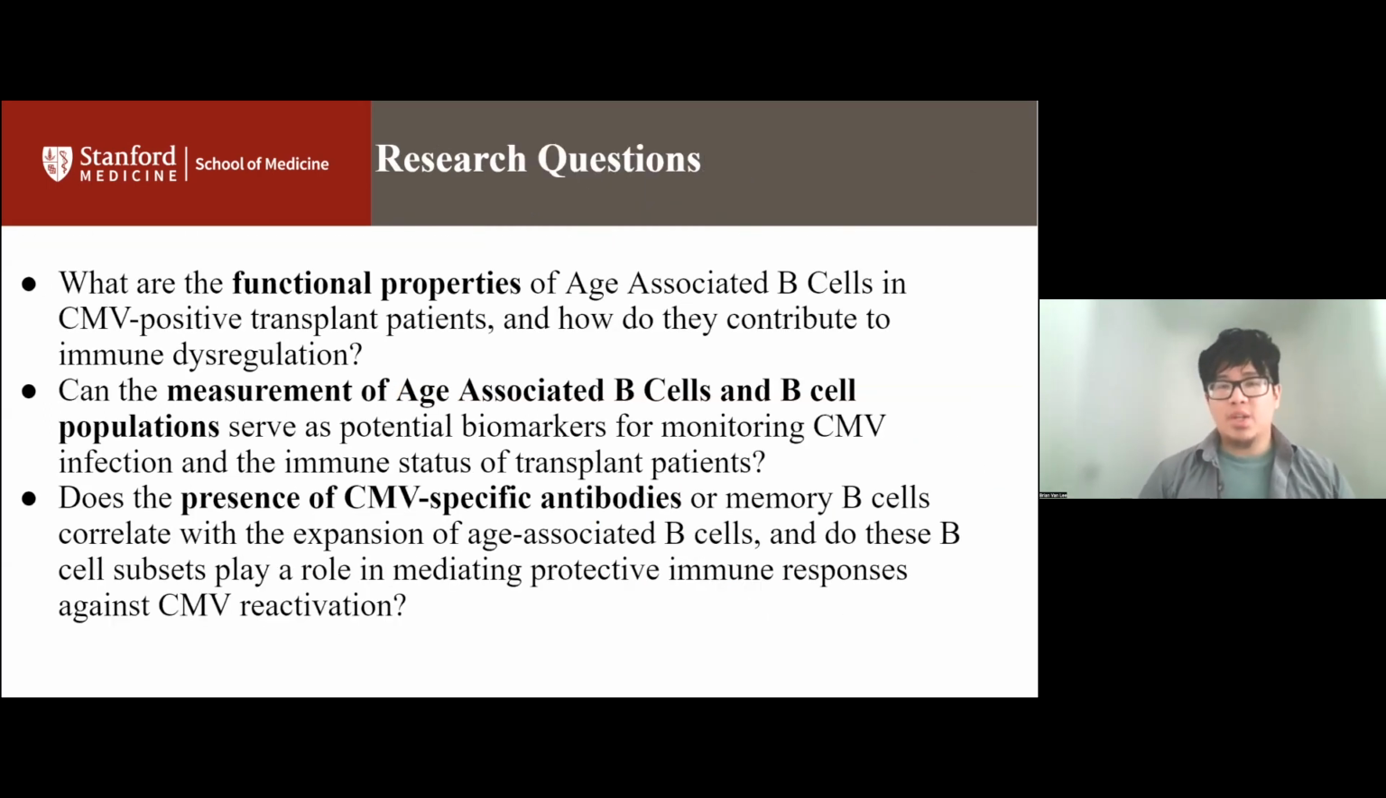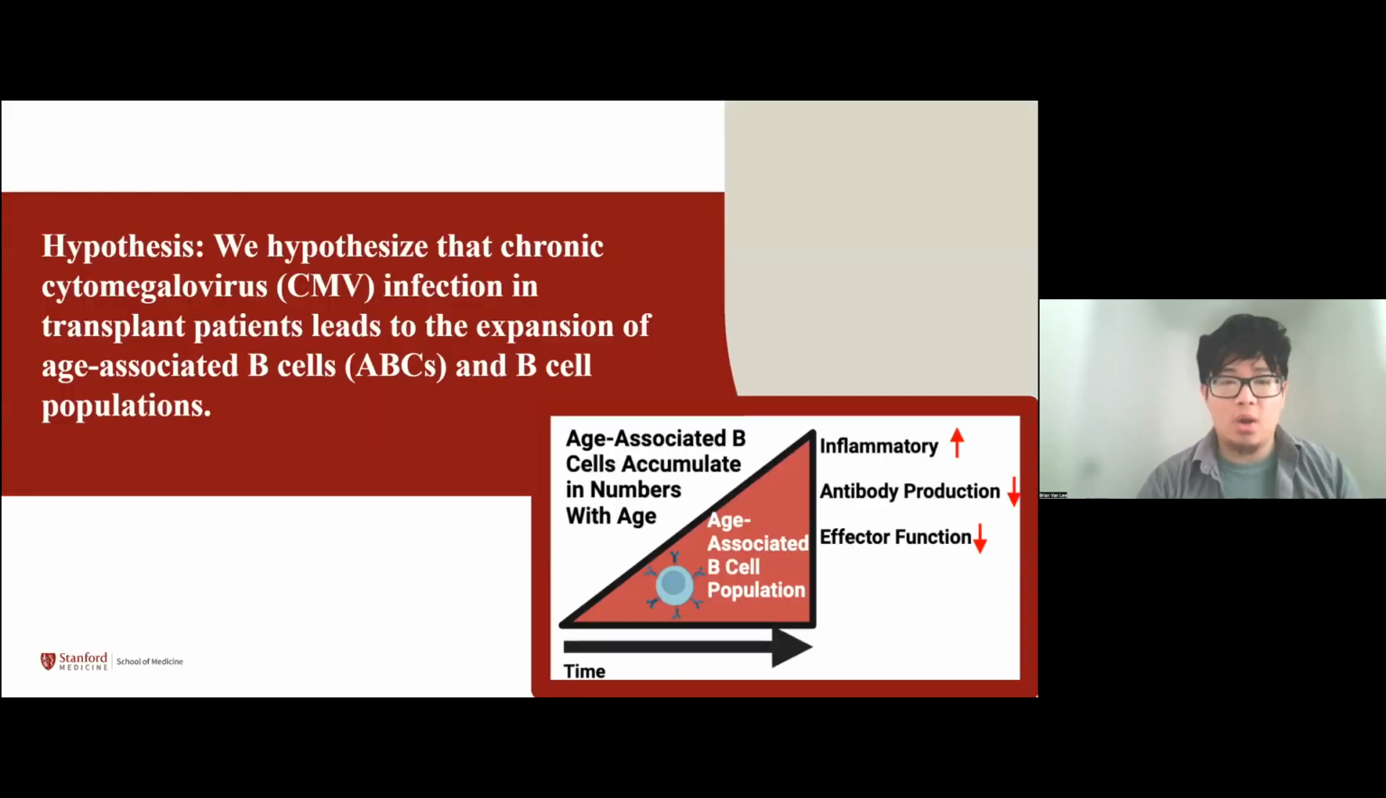Right. So here's a bunch of these research questions, right? What are the functional properties of these age-associated B cells in CMV positive transplant patients, and how do they contribute to immune dysregulation, right? Can the measurement of age-associated B cells and B cells serve as potential biomarkers? And does the presence of CMV-specific antibodies or memory cells correlate with expansion of age-associated B cells? And all these questions we really sought to answer throughout, not just with my summer research project, as this project continues to evolve over time as we learn even more.